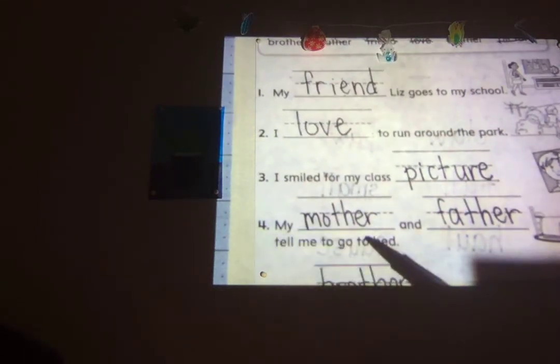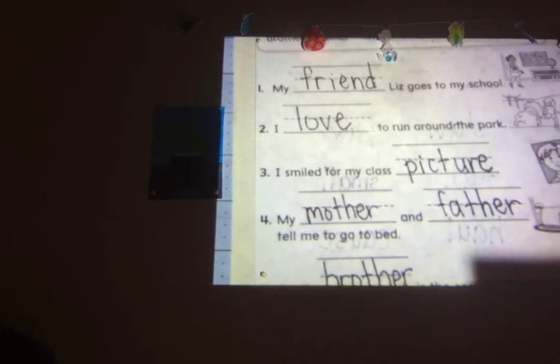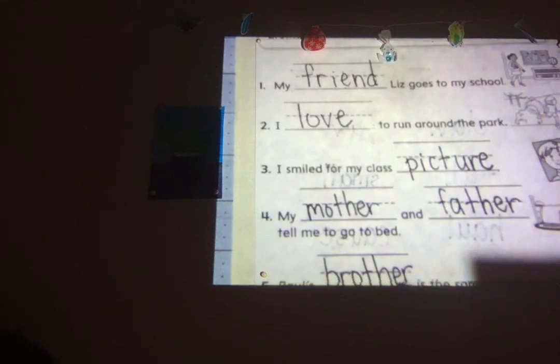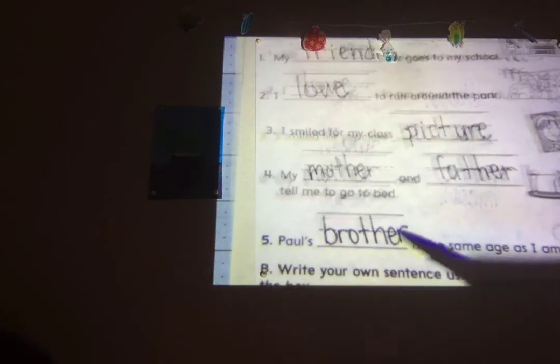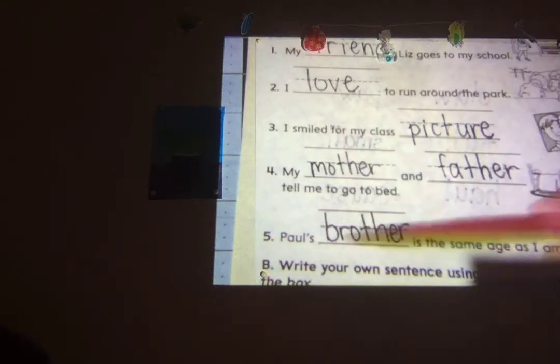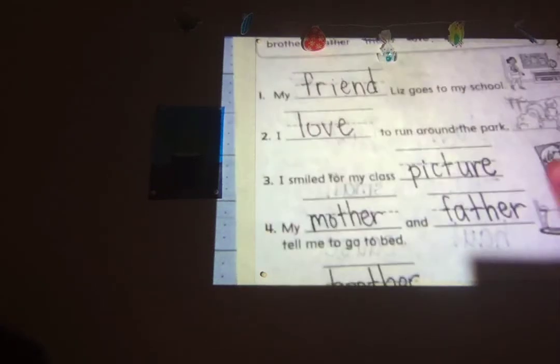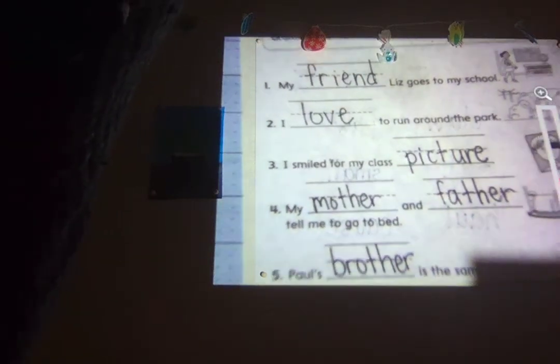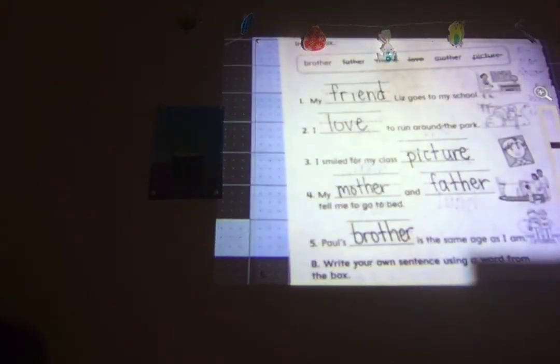My mother and father tell me to go to bed. And number 5, Paul's, what word do you think that is? Paul's brother is the same age as I am. Friend, love, picture, father, mother, brother. Okay, go ahead and copy that down. Let me zoom out a little bit so you can see the whole page.